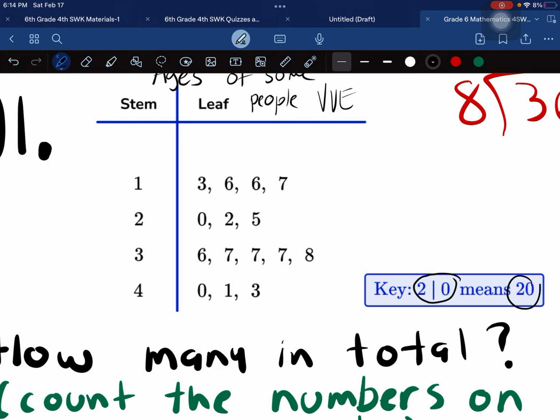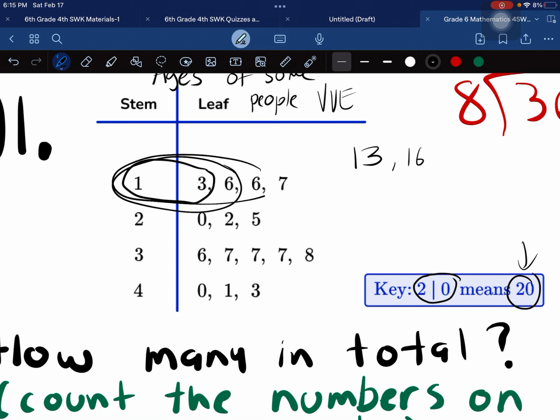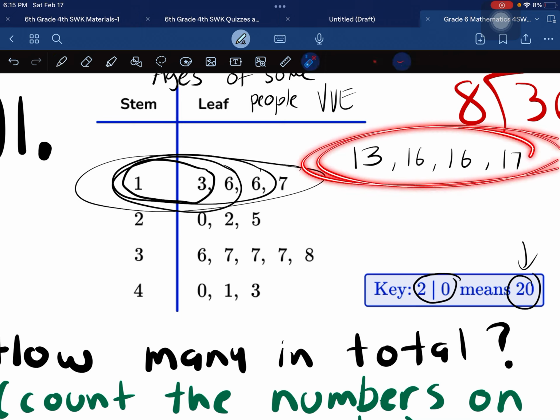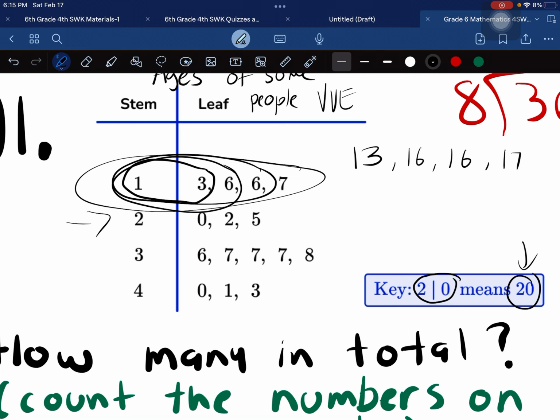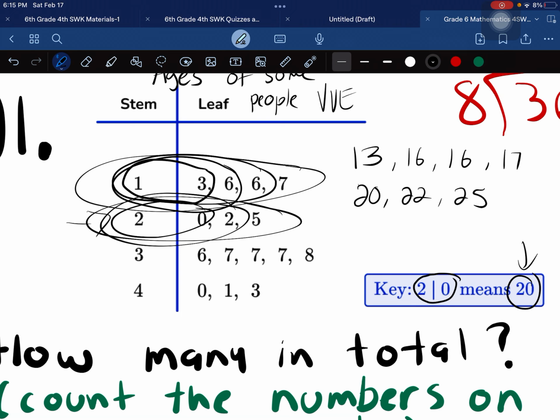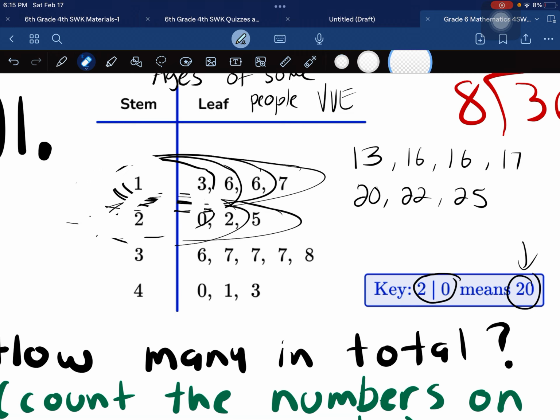Well, if you see this, chicos, that means a 20. Doesn't mean 2 and 0, it means 20. So when you see this, it means a person there, one of them is 13. When you see the 1 and 6, that means 16. If you see it one more time, that means another person 16. And lastly, 17. So these are the only ones that are teens, so to say. Now, let's go with the 2s. There's a person that has 20 years of age. There's a person there that's 22. There's a person there that's 25. And so on, chicos.